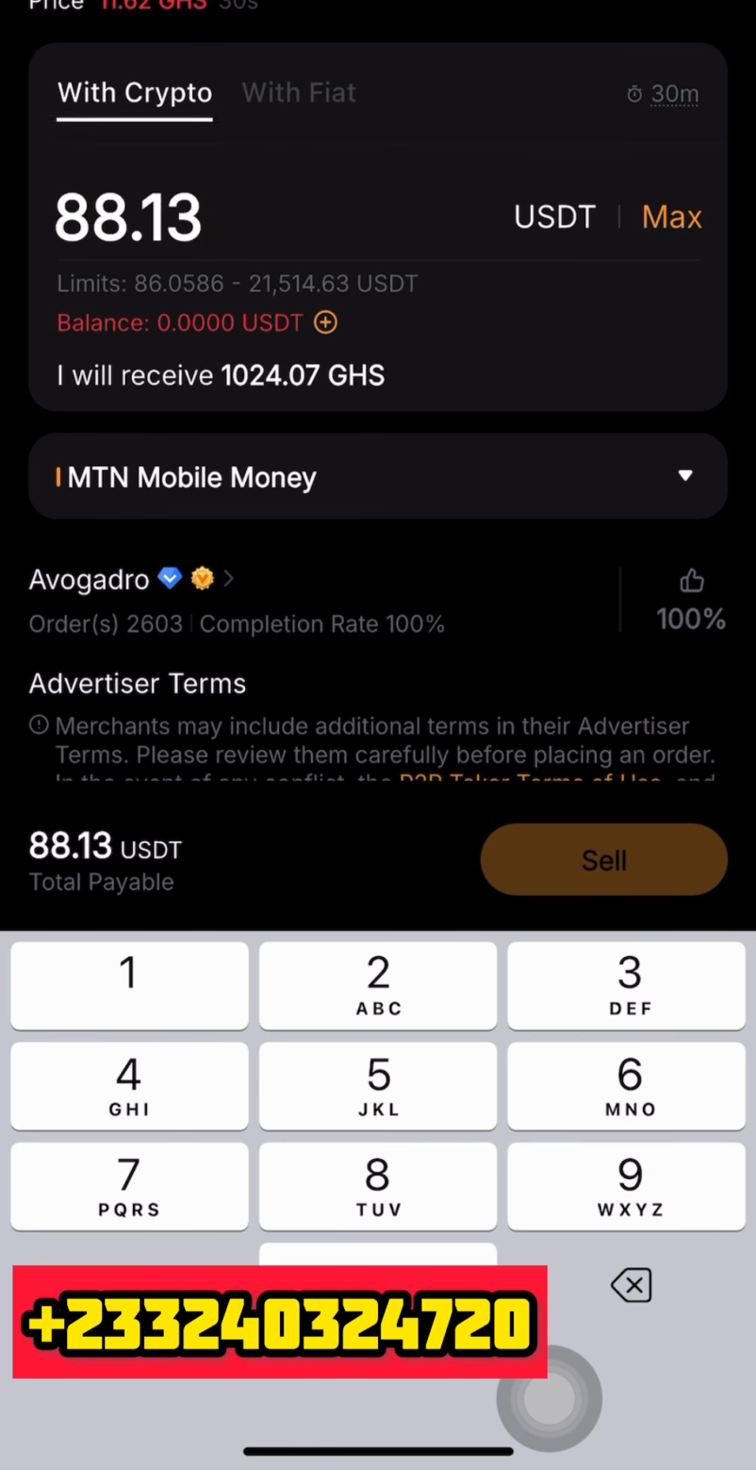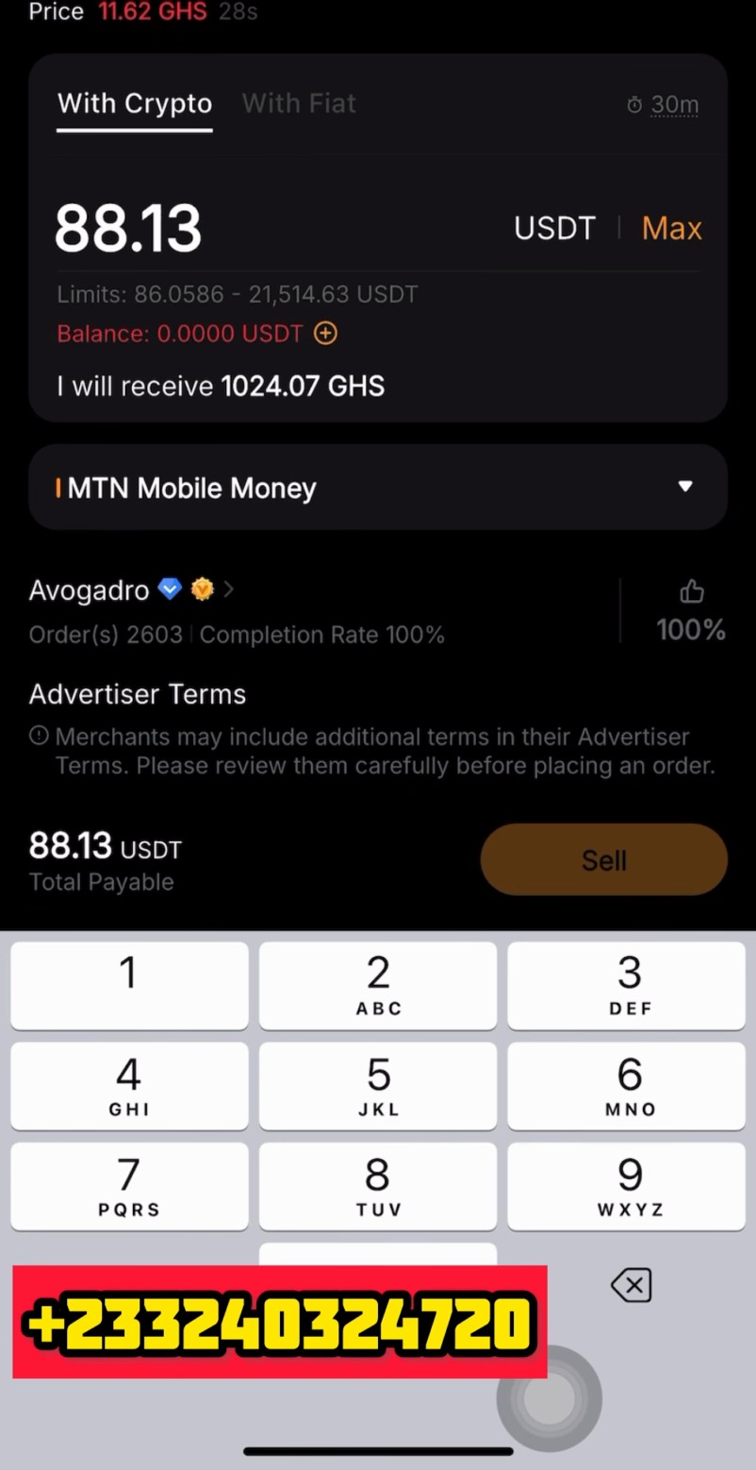Yeah, it depends on their rates. Depends on the bank rate. Yeah, because the bank will be selling their USD to you, so it depends on the bank rate. So you have to also know how to check the bank rate as well. Yeah.